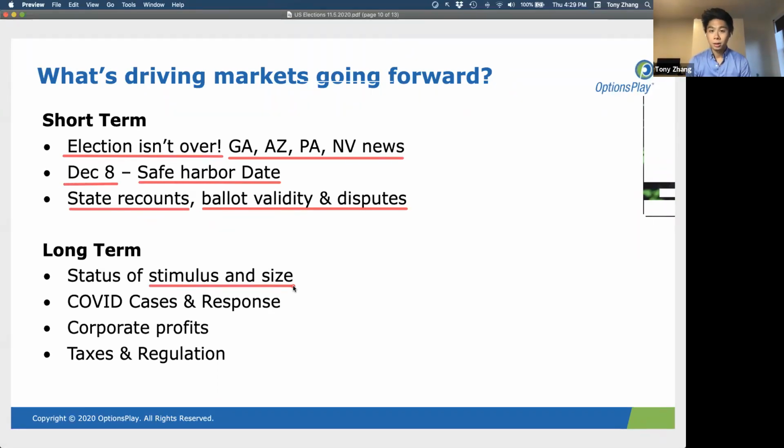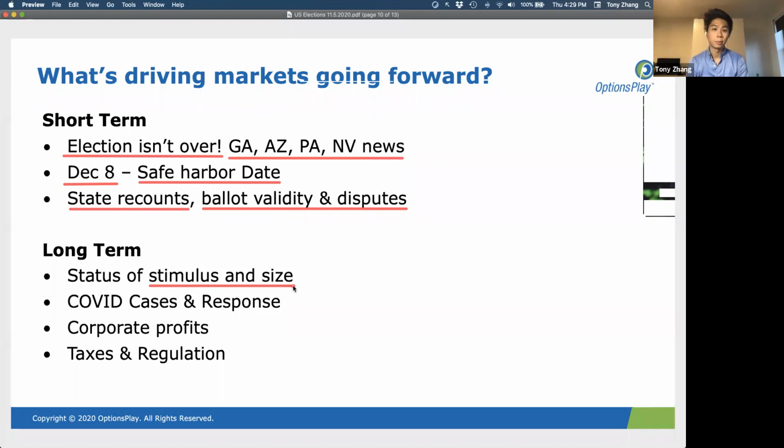The second thing that I think is most important is COVID cases and the response. We have a continuing spike in terms of COVID cases. We're still accelerating to the upside. We're still going exponential. That is a concern. We're seeing it in Europe. We're seeing it in the United States. We're seeing it in South America.